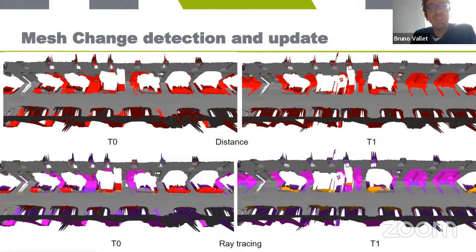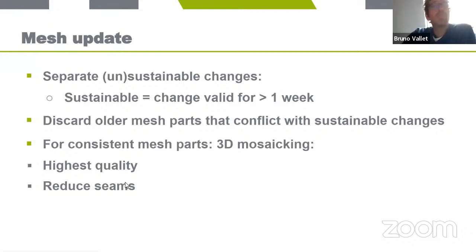Then once we did this fine analysis, we could tackle the question of mesh updates. The first thing to do is to separate sustainable from unsustainable changes. That's a convention we had: we considered that a change was valid if it was stable for more than 1 week, because we are doing mapping here, and we don't want to map things that are not sustainable, things that move, like mobile objects, or for instance garbage cans that are here only 1 day and absent the following day. So first, we separate the sustainable from the non-sustainable parts. Then when we had some discrepancies, we would discard the older mesh parts that conflict with a more recent sustainable change. That's how you remove things that are not here anymore.